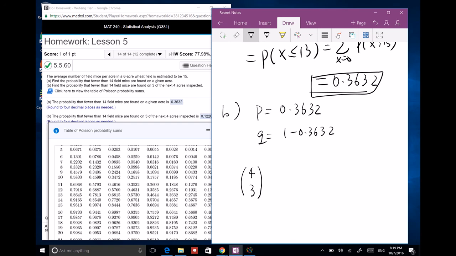3 out of the next 4: we don't know which 3, probably the first 3, the second 3, or the middle 3. So choose 3 from 4. The probability that we find fewer than 14 mice is 0.3632 raised to the third power, and we have 1 that is not fewer than 14, so it's 1 minus this probability raised to the first power. So you get the answer 0.1220.